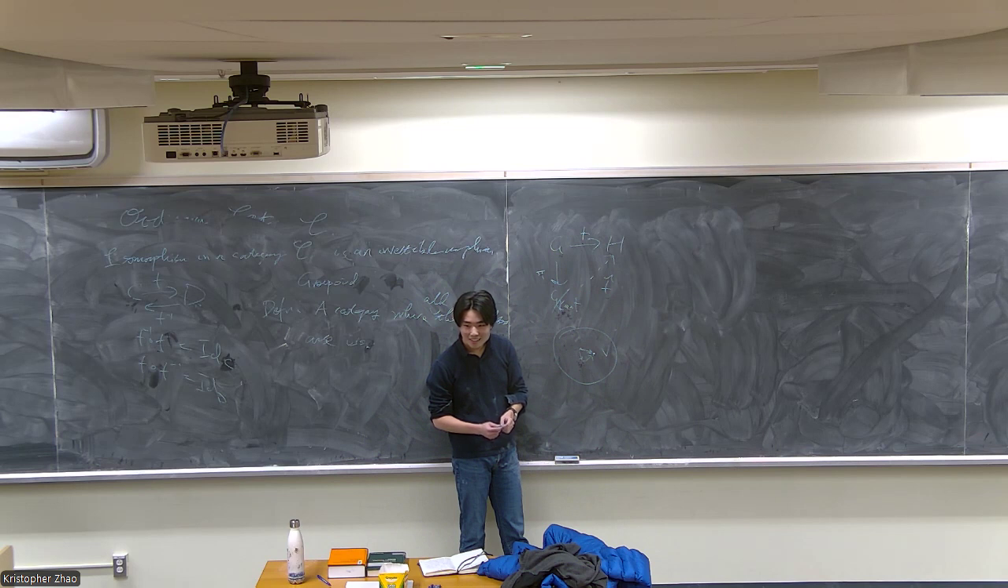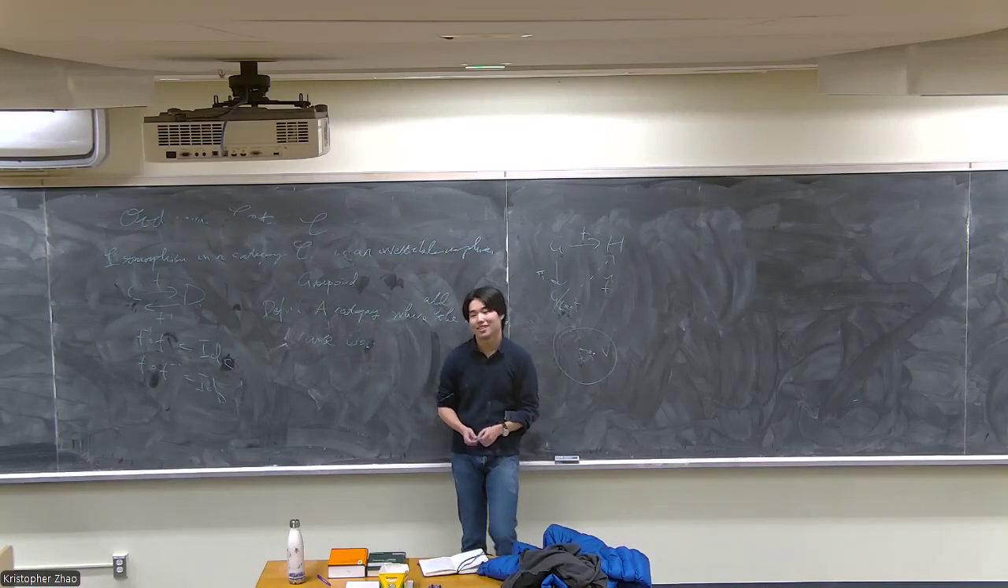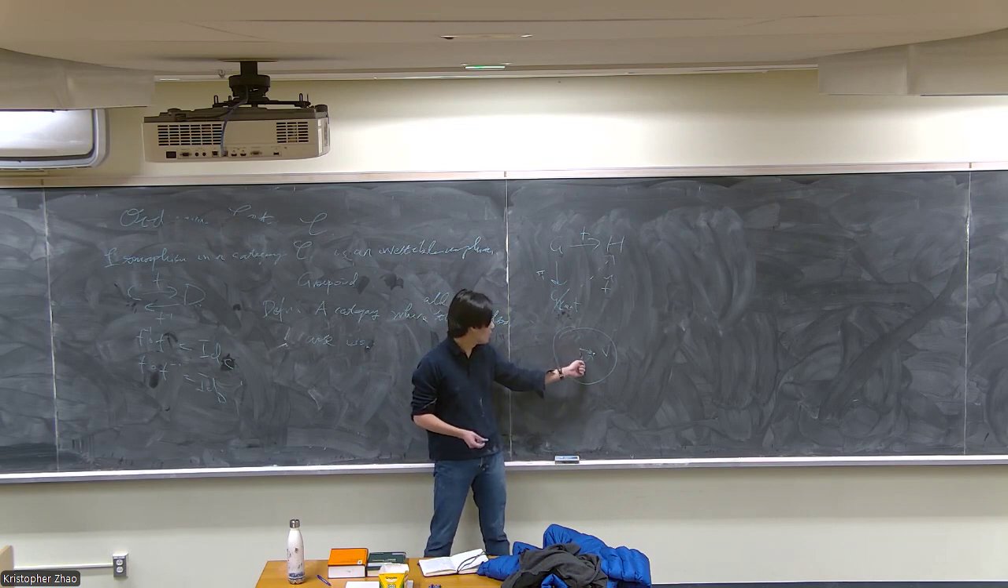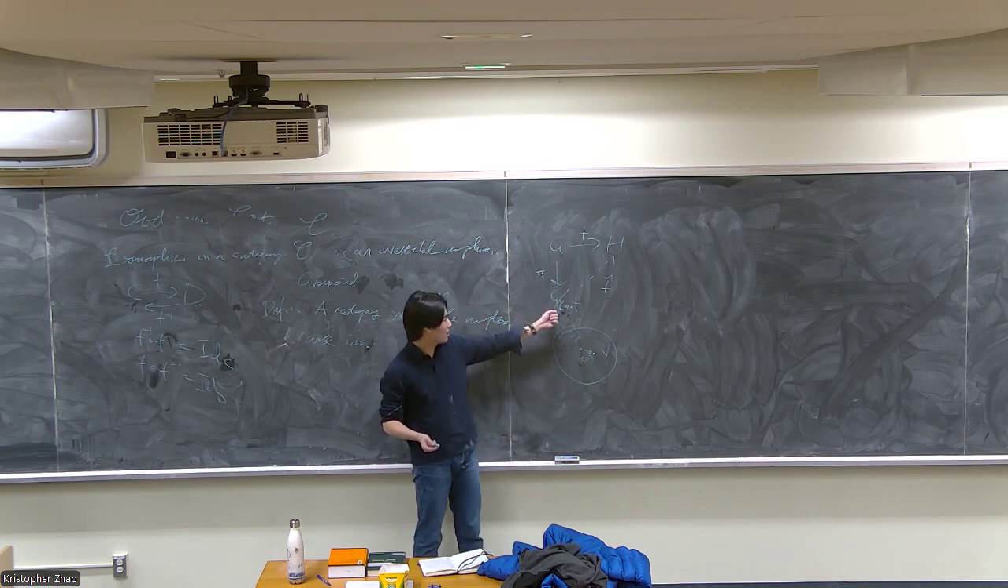You could just take this third object to be G itself, and you could take Y to be, then you would always be able to draw this triangle. So what's the point of this? The point is that this object lies in this category.